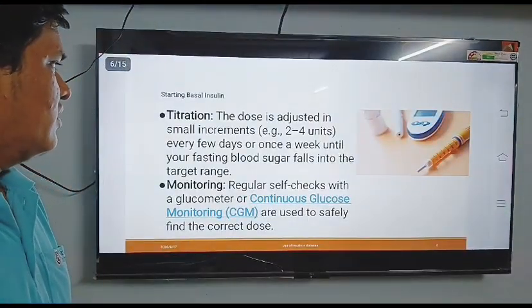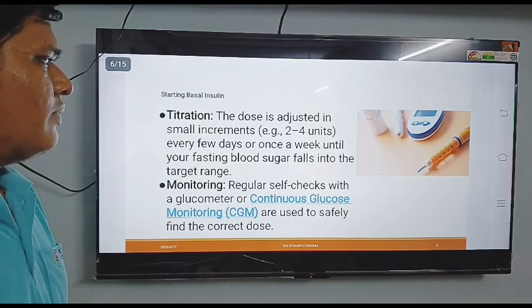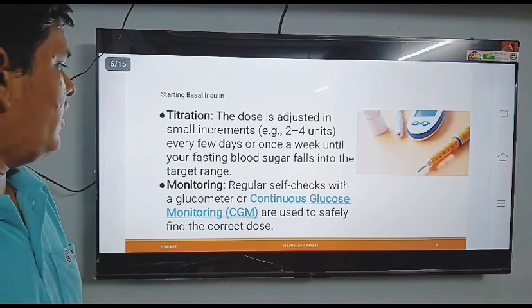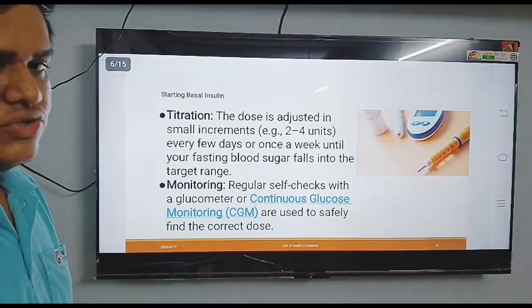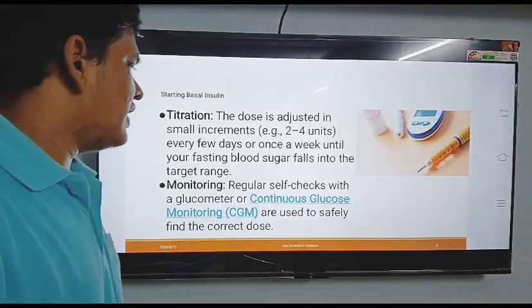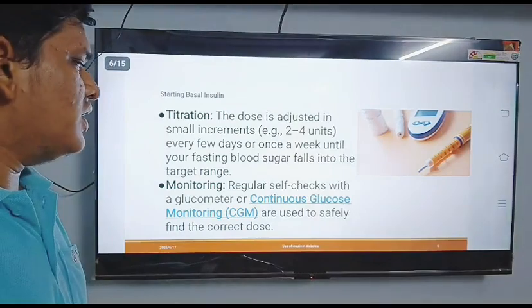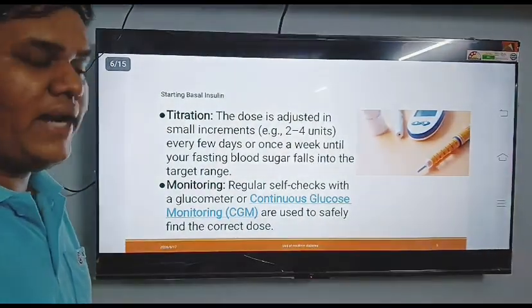Starting basal insulin. Titration. The dose is adjusted in small increments, for example 2 to 4 units every few days or once a week, until your fasting blood sugar falls into the target range. Monitoring. Regular self checks with a glucometer or continuous glucose monitoring (CGM) are used to safely find the correct dose.